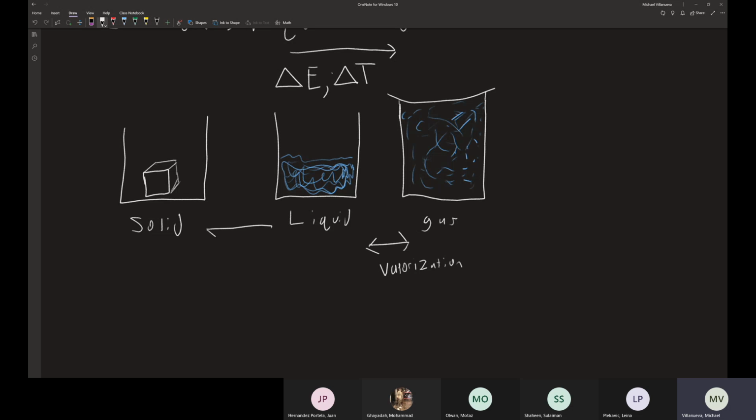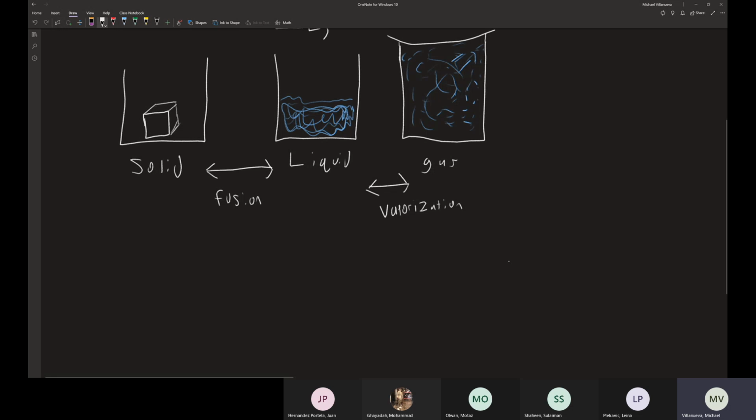And this, what you usually use to describe it is melting, but what we use to describe it is fusion. So when we go from a solid to a liquid and a liquid to a solid, we call that fusion. And when we go from a liquid to a gas and a gas to a liquid, we call that vaporization. Now, there are a few other things that can be done here. We could go from a solid to a gas.